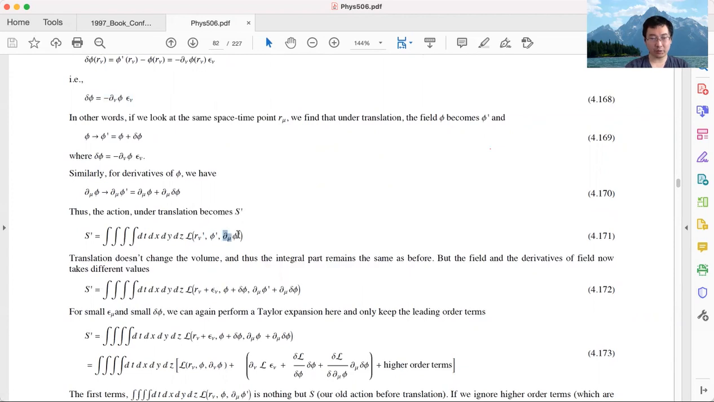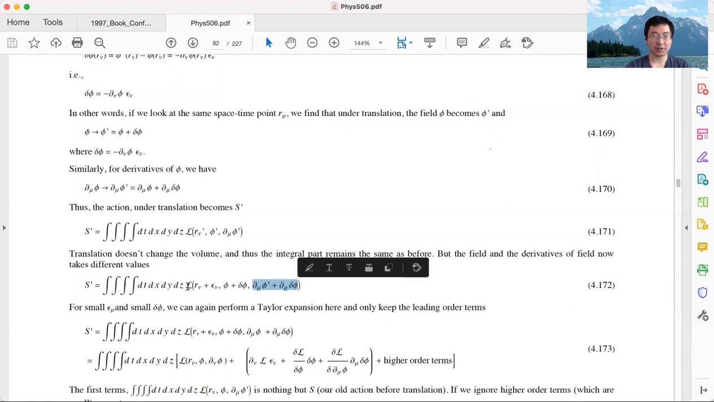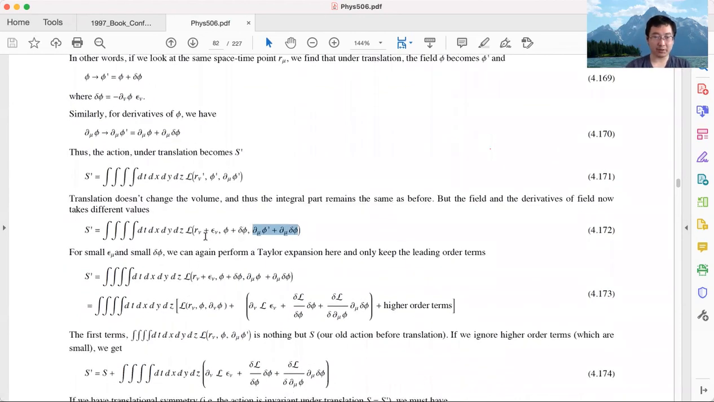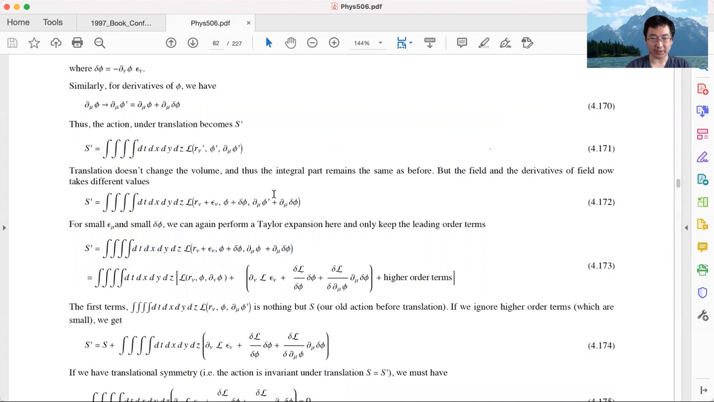What about gradient of phi prime? Gradient of phi prime is this formula. Oh, sorry, there should be no prime here. This prime should be removed. Sorry, this is a typo. It's gradient of phi plus gradient delta phi. So gradient of phi prime is gradient of phi plus gradient delta phi. So this is my new action after translation. Let me copy it again here. So this formula is right after I corrected it, this prime should not be there. So this is my Lagrangian after I do a translation in space or time.